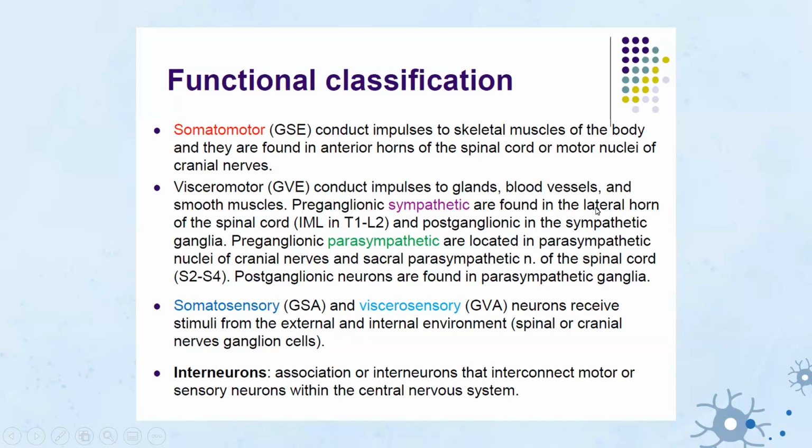Preganglionic sympathetic neurons are found in the lateral horn of the spinal cord, only in segments T1 to L3, and the postganglionic ones are in the sympathetic ganglia. So you would find the preganglionic sympathetic neurons in the lateral horn of the spinal segments T1 to L3 and the postganglionic in the sympathetic ganglia.